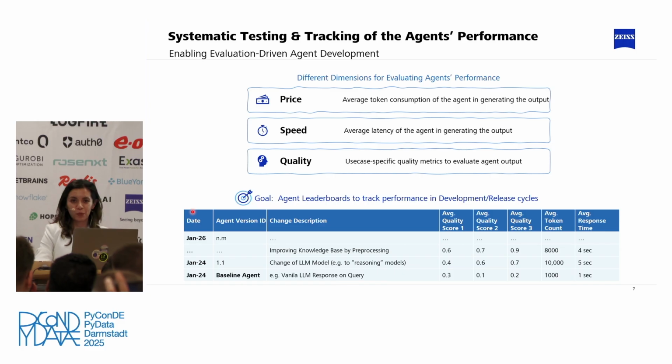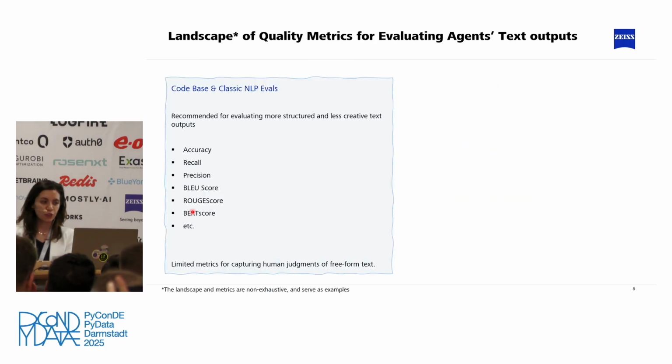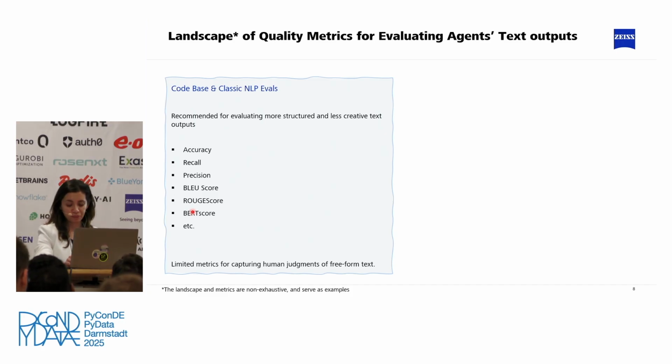Now, let's talk about that quality that I was talking about. What we want to do is to evaluate the text outputs that are coming out of the agents. And for this specific task, there are really a plethora of different metrics that you can use. I would categorize the metrics into two categories. One is code-based, rule-based, and classic NLP evals. Evals are short for evaluations. But these metrics have limitations in capturing human judgment, especially when it comes to free-form text.